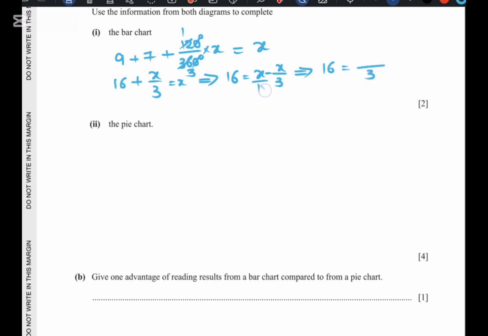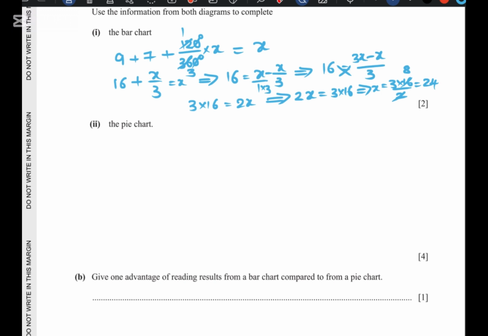So x into 3 will be 3x because the LCM is 3 for us. And here 3 into 1 is 3 and x into 1 is x. Cross multiply. When you cross multiply, you get 3 into 16 is equal to 3x minus x, which is 2x. Now find the value of x. 2x will be 3 into 16. Then x will be, when 2 is multiplied on the left hand side, it gets divided on the right hand side. 2 times 8 is 16, so 3 into 8 is 24. So that means the total number of students is 24.